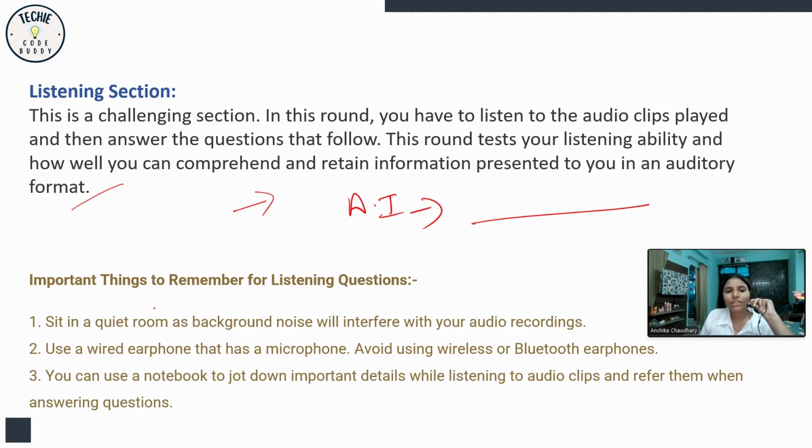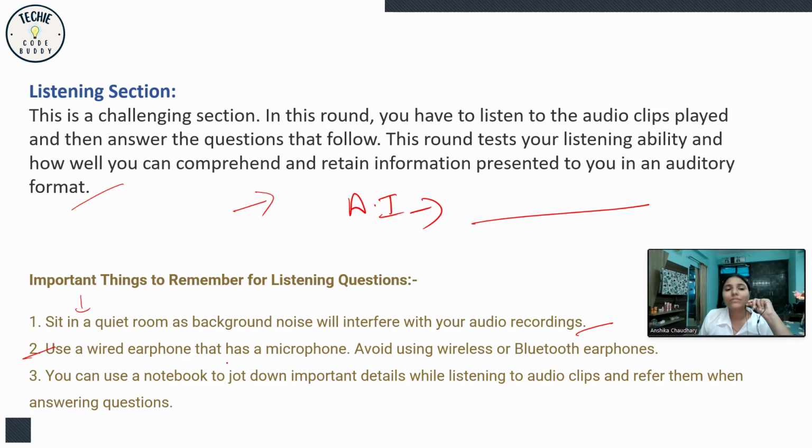The important points to remember: first, sit in a quiet room, as background noise will interfere with your audio recording. It is highly recommended to sit in a quiet room because background noise will disturb you for sure. Also, if it is detected by the system, your test will be stopped, right? So there is a problem with background noise. Please sit in a quiet place.